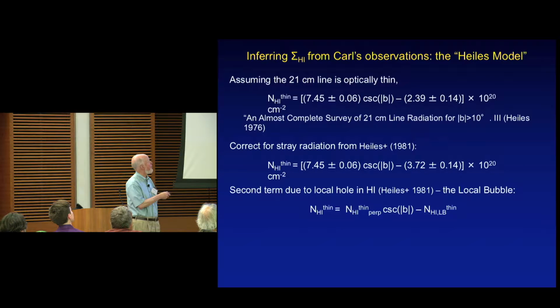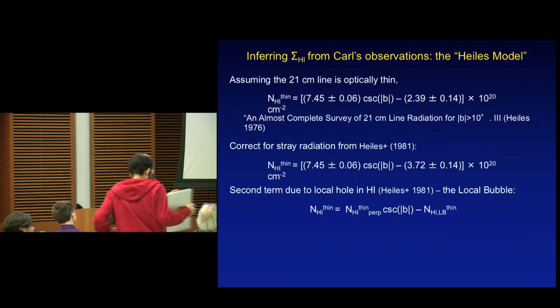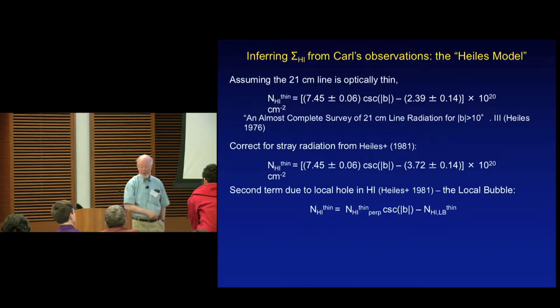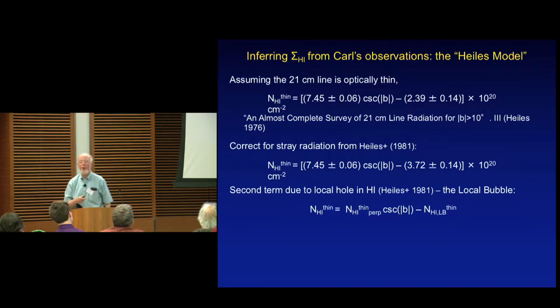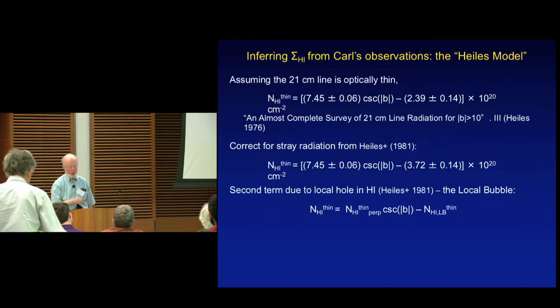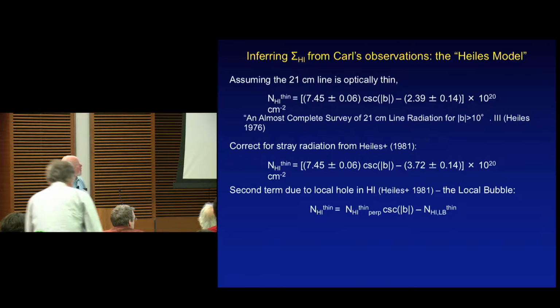Subsequently after that, it was realized that's what we call the local bubble. So if you just write down the total column density of H1 in the optically thin limit, then it's the amount that is perpendicular through the plane, times the cosecant, but then minus this hole that you have, which he determined by averaging over the sky. Now, of course, we know the local bubble is very far from spherical, so this is just an average, but it does give an accounting of the total amount of H1.